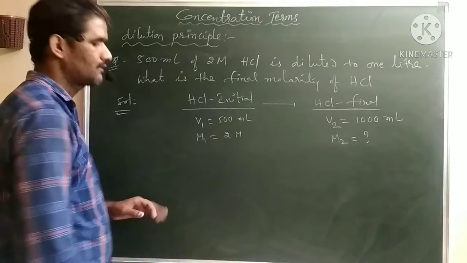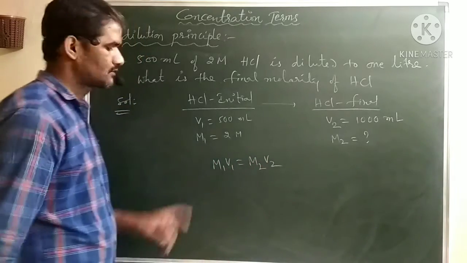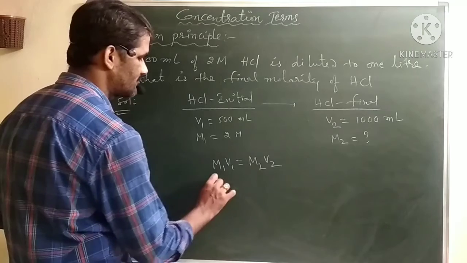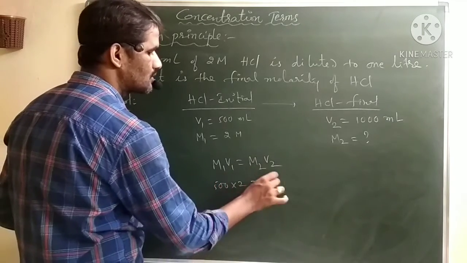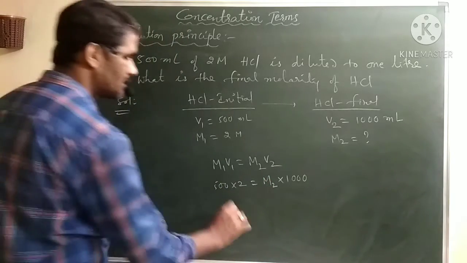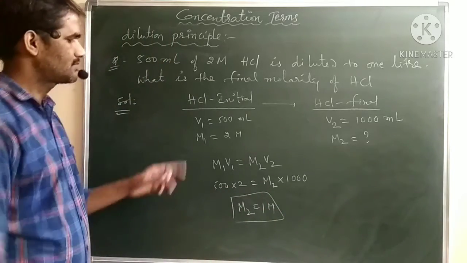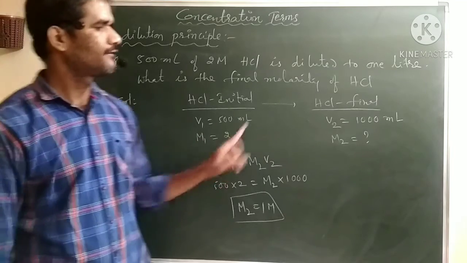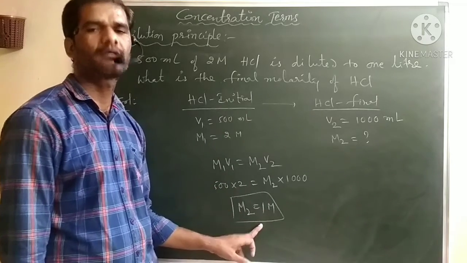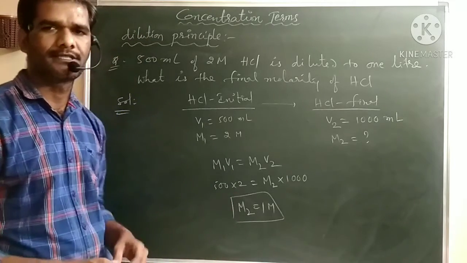V2 M2. Now you can apply the formula M1 V1 equal to M2 V2. So M1 is there, V1 is there, V2 is there. We have to calculate the M2 final concentration. So that is 500 into 2 equals M2 into 1000. What happened here? M2 is equal to 1 molar. So we see the initial concentration 2 molar. If you dilute, what happened? Molarity decreases. It is changing from 2 molar to 1 molar. So upon dilution, molarity of the solution decreases. That means concentration of the solution decreases.